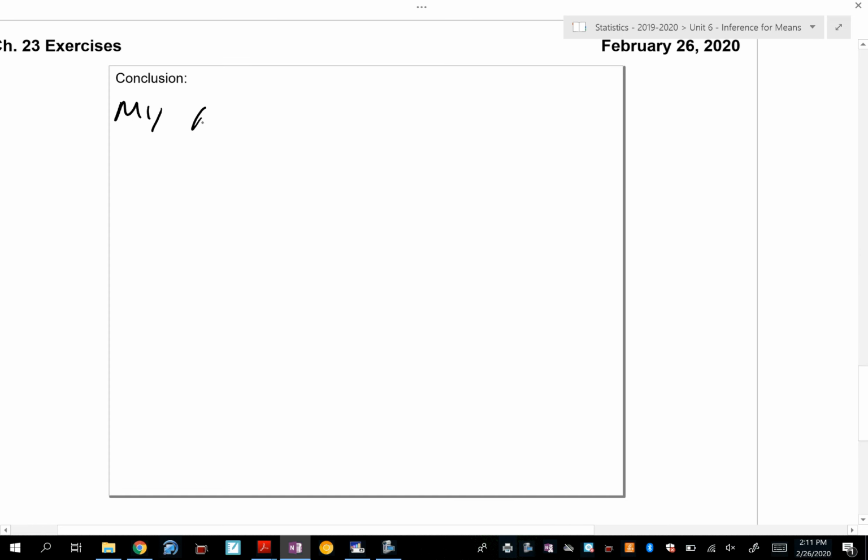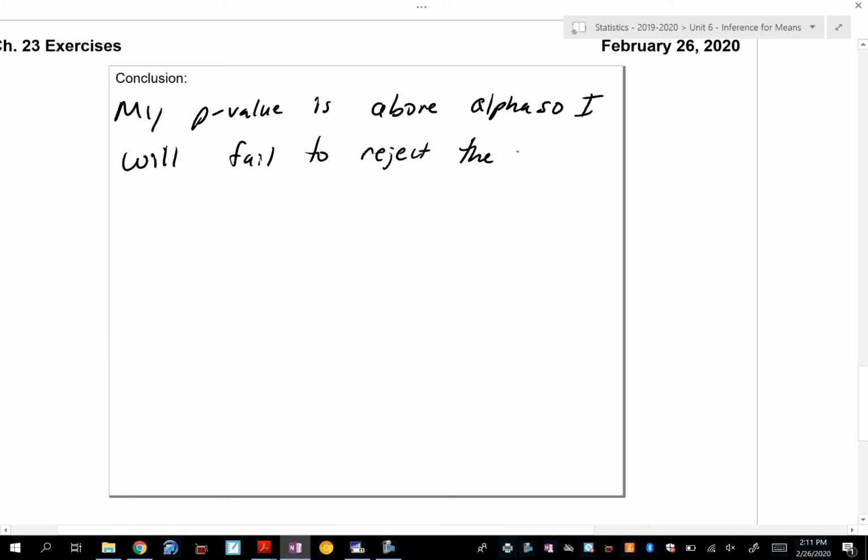So here we go. My p-value is above alpha, so I will fail to reject the null hypothesis. Okay, really good sentence, me, but I have said nothing about battery lifespan. Exactly, about batteries. So how can I make this about batteries? What am I saying about this company and their batteries?